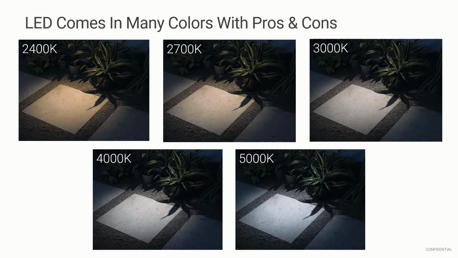Conversely, the plants jump out under the 4000K and 5000K light, but the paver looks stark and penitentiary-like. Now look at the 2700K and the 3000K. The 2700K adds warmth when needed for architecture and some trees, and the 3000K provides the crispness required by cooler elements such as the plants and foliage.